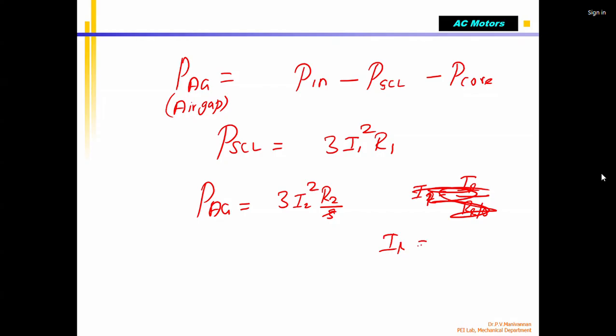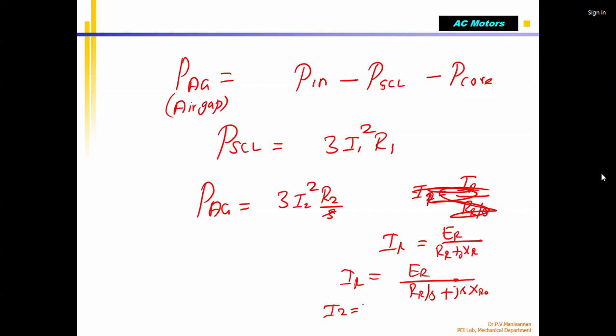IR equal to ER, the rotor induced voltage, divided by RR plus jXR. Okay, this can be written as ER divided by RR divided by S plus jXR naught. I will explain tomorrow. This is IR. From IR, we can find out I2.